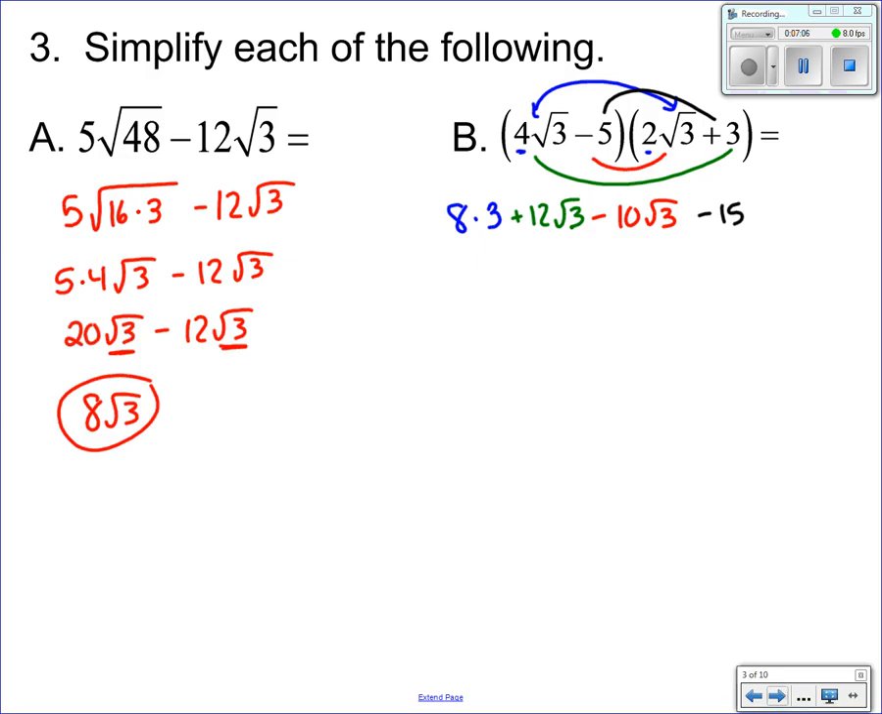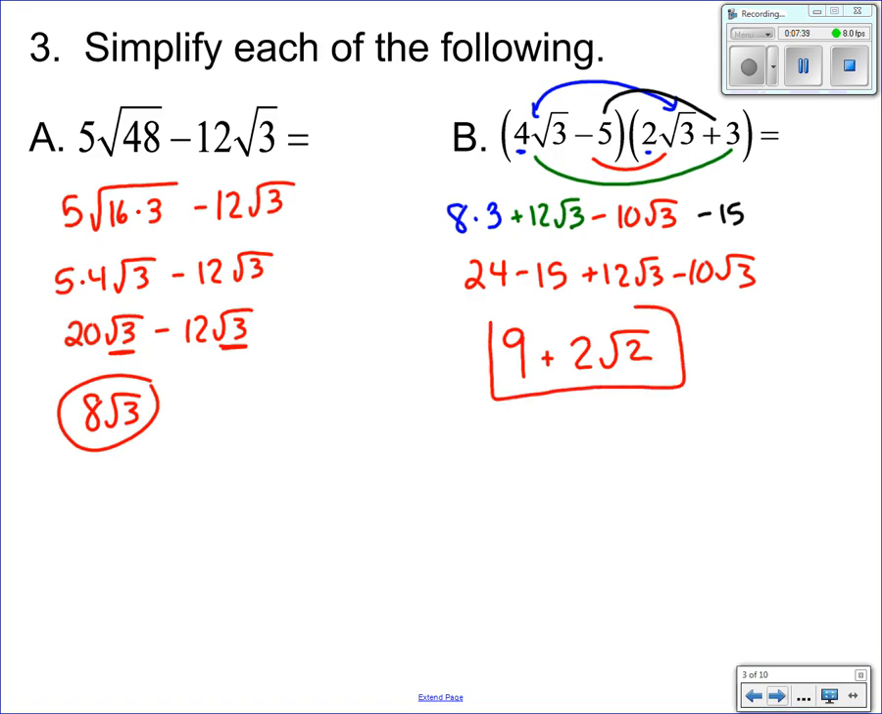Now simplify even more. 8 times 3 is 24. Minus 15, because I can move different terms around. And then I have plus a 12 root 3 minus a 10 root 3. 24 minus 15 is 9. And then a 12 root 3 minus a 10 root 3 is a positive 2 root 3. 2 root 3.